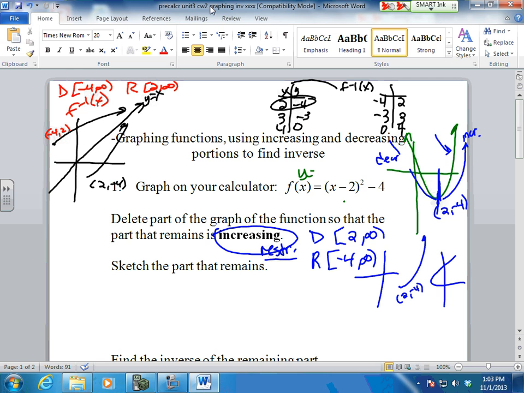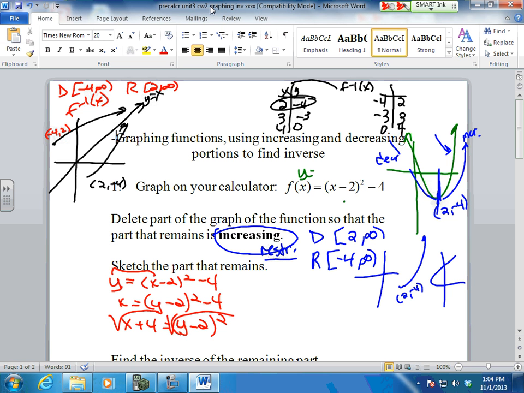Now, let's find your equation. We're going to set this equal to y equal. We're going to interchange the x and the y. And we're going to solve for your new y. We have to isolate your y. Add 4 to both sides. How do you undo a square? Square root. When you undo a square, what do you get? Plus or minus. Good. Thanks, Connie. Okay, now all you have to do is add 2. Hi, Simone. Thank you.